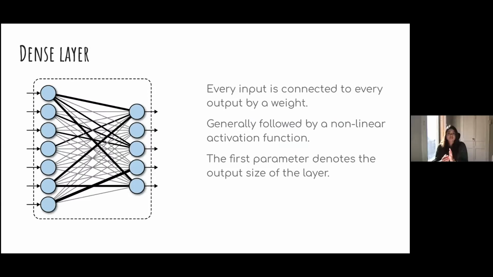So after we already have a vector, we go to the dense layer. That again can be called a fully connected layer also. And every input is connected to every output by a weight. This is important because later we will see why. And it is generally followed by an activation function. An activation function is the one that decides which neuron is going to be activated.